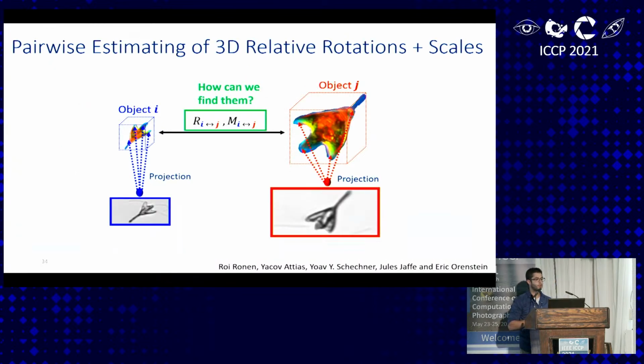Given only a pair of images of the objects I and J, our goal is to estimate the 3D relative rotation and scale between these objects. Established self-calibration methods assume that the object is opaque. Here, the objects are translucent. Thus, we don't use standard computer vision-based self-calibration. So, how can we find the 3D relative rotation and scale here?